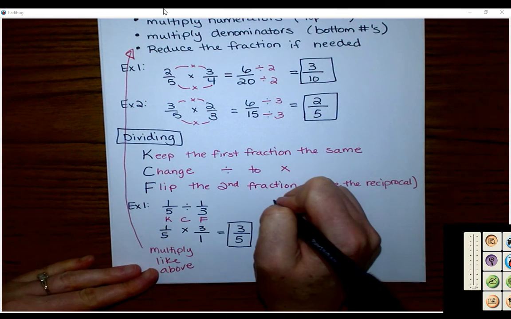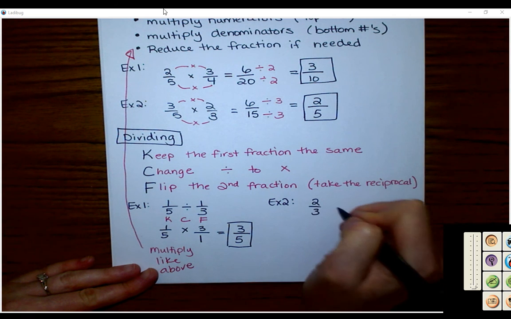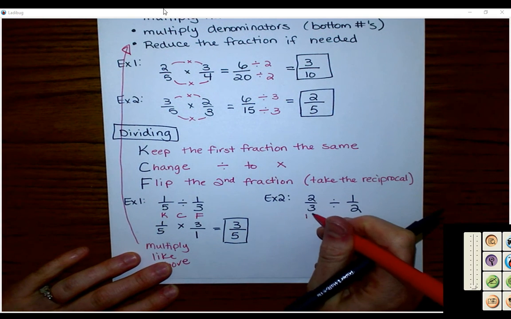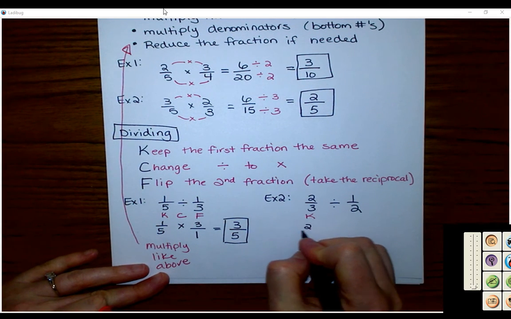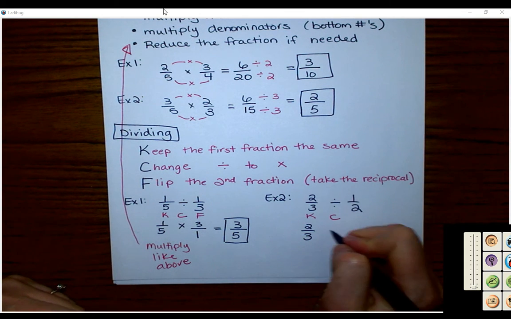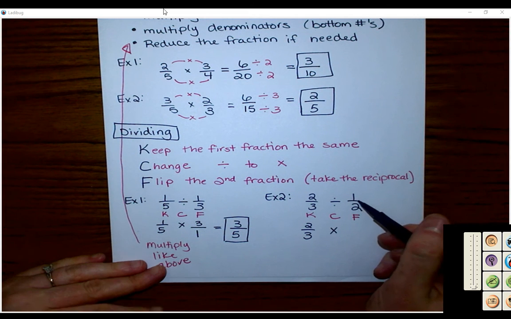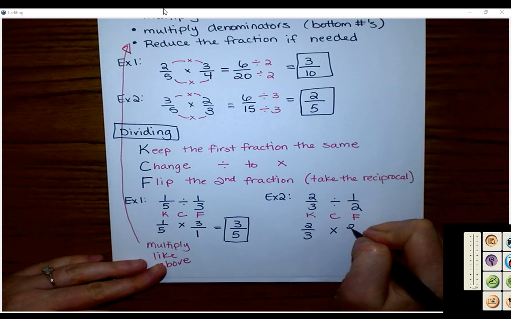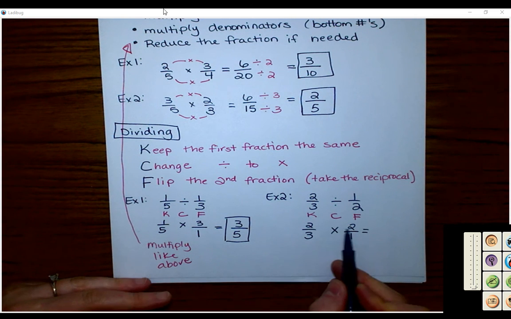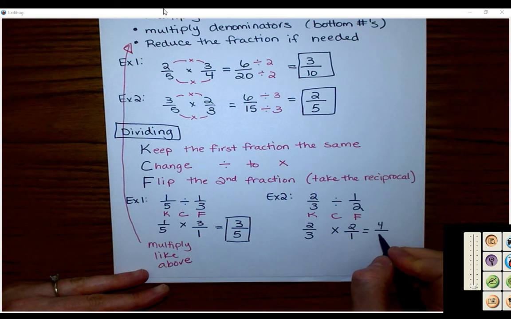Let's do one more of those. Example 2. Say I have 2/3 divided by 1/2. So keep the 2/3, change division to multiplication, flip the second fraction. So instead of 1 over 2, it becomes 2 over 1. Then I multiply like normal. 2 times 2 is 4. 3 times 1 is 3.